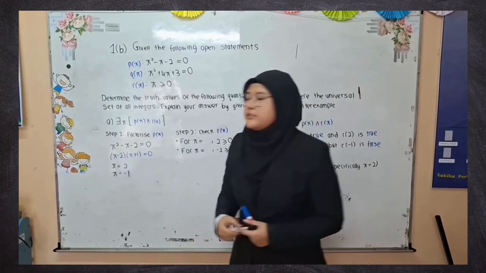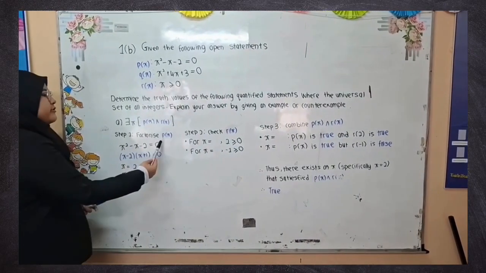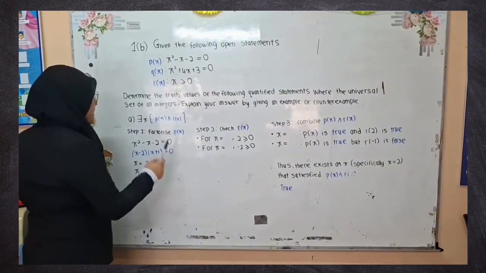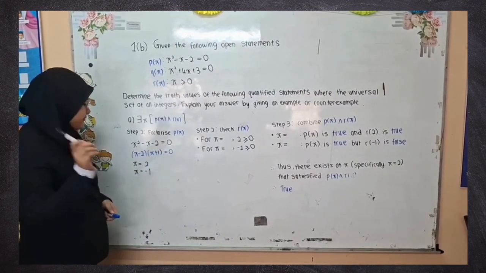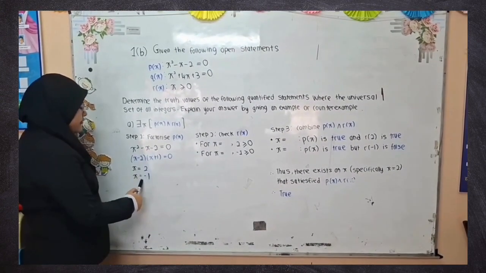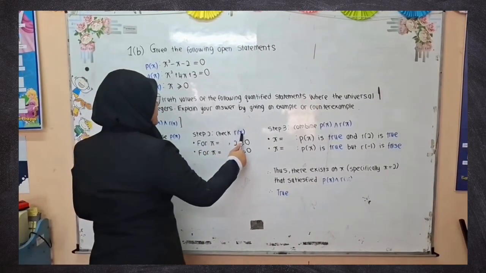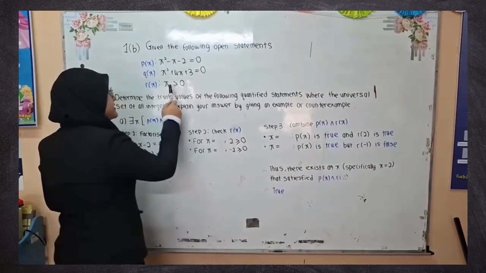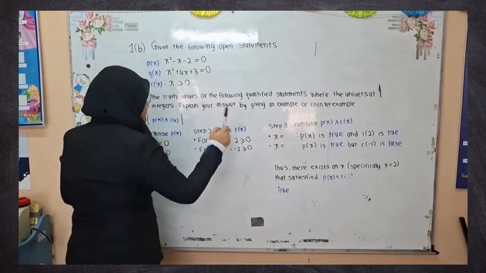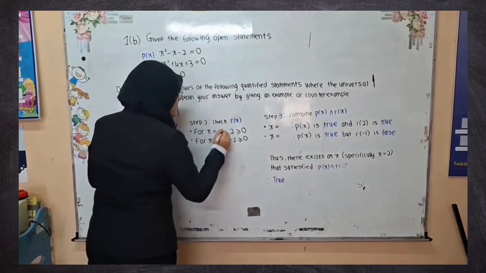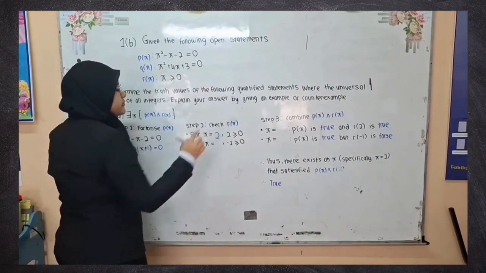The first step is to factorize the equation of p(x). The equation of p(x) is x squared minus x minus 2 equal to 0. And then we get the values of x: x is 2 and x is negative 1. For step 2, we need to check the equation of r(x). The equation of r(x) is x is greater than or equal to 0. So we substitute the values from p(x) just now. For x equal to 2, 2 is greater than 0, so the statement is true.